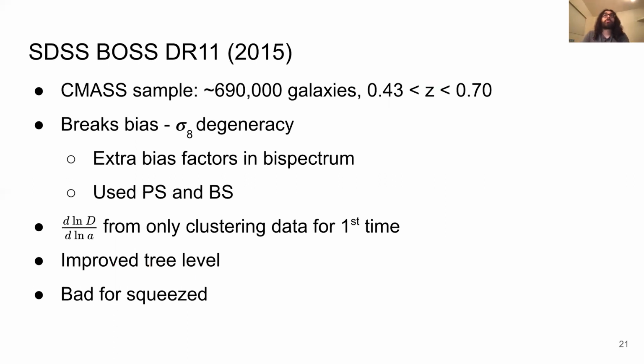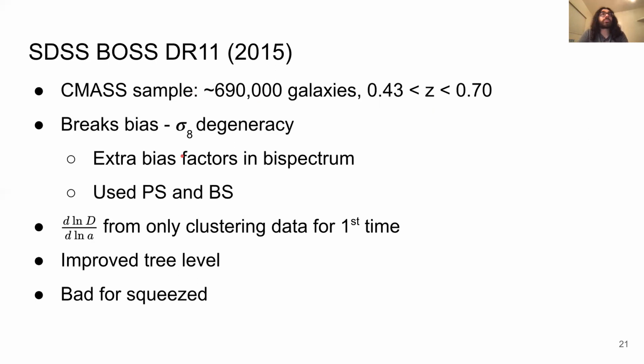So an example of actually calculating the bispectrum was done in this 2015 paper by the Sloan Digital Sky Survey's BOSS survey, which is the Baryon Oscillation Spectroscopic Survey. In their 11th data release, they released this analysis of a little under 700,000 galaxies that they surveyed between the redshift of 0.43 and 0.7.